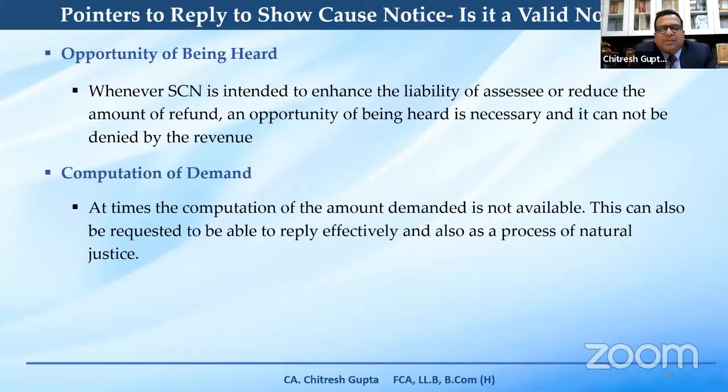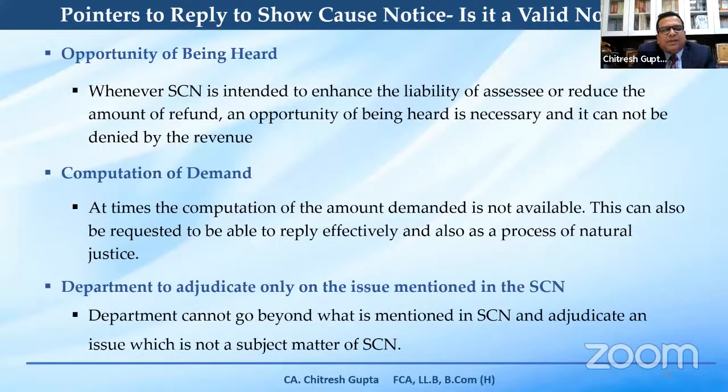Then computation of demand. At times, I have seen in many notices the demand has not been quantified. So this is again a very important point, that the demand should be quantified in the notice itself. If it is not quantified, then you can request the concerned authority to provide you the computation of demand, so that you can prepare the reply effectively.